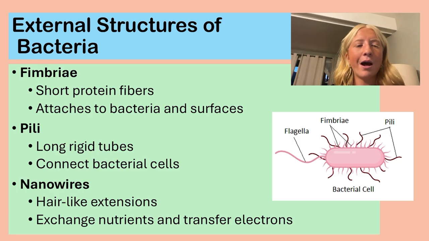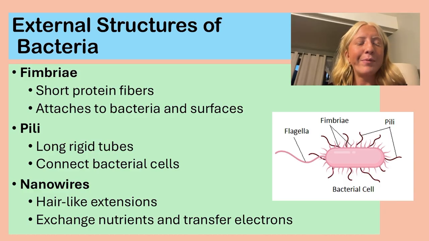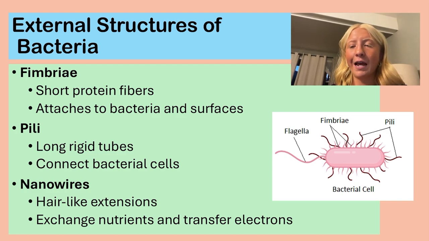So now we're going to talk about the external structures of bacteria more. These aren't involved in motility. So there's the fimbriae, the pili, and nanowires. Fimbriae and pili help attach to things, but fimbriae attach bacteria to surfaces, and they're like short hair-like bristle fibers, whereas the pili are longer tubes and they connect two bacterial cells together.